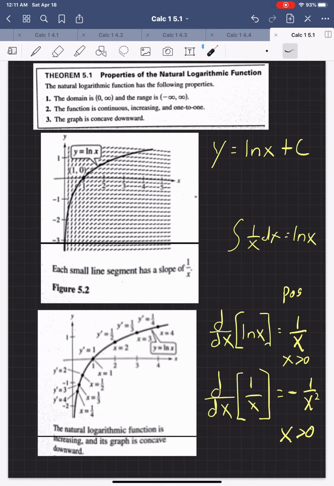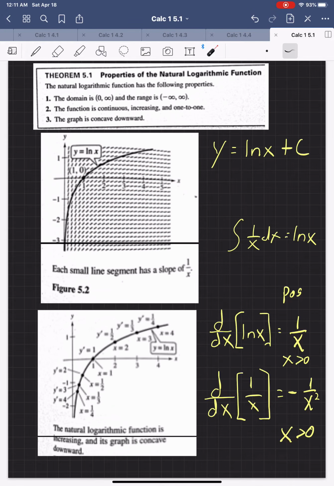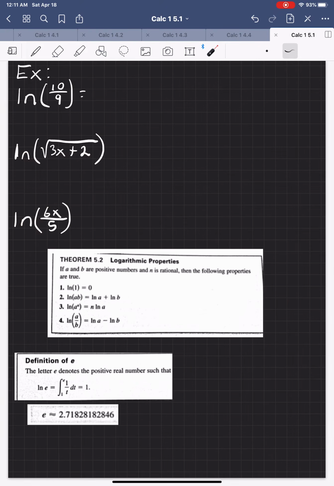And since with ln of x, once you integrate, you're always going to have the plus c, you can just imagine that these are all the different graphs of ln, right? Each graph, depending on the value of c, is just a vertical shift. They're just vertical translations.